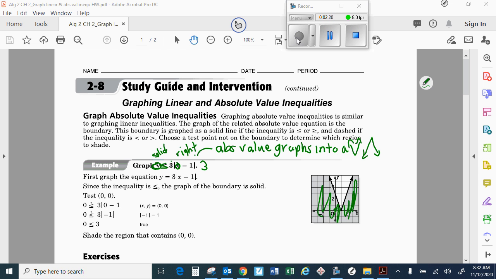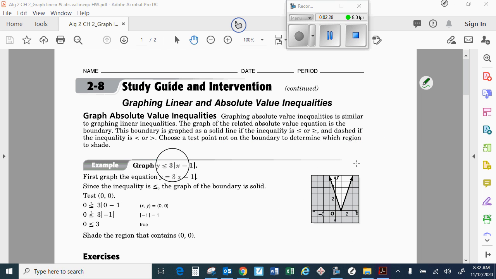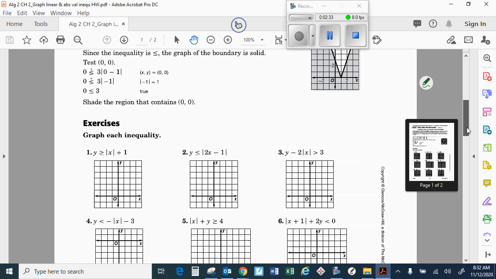Okay, if you didn't know that less than was below, and know what side is below, I can always test a point. The easiest point to test is 0, 0. All right, so that is that side.